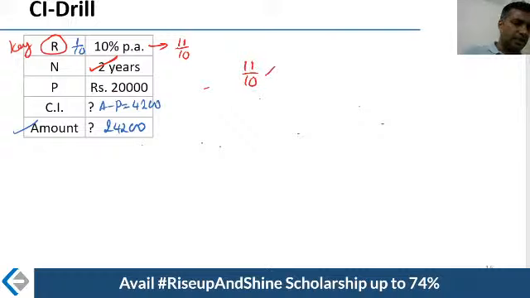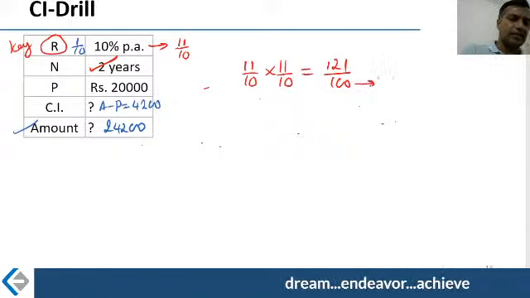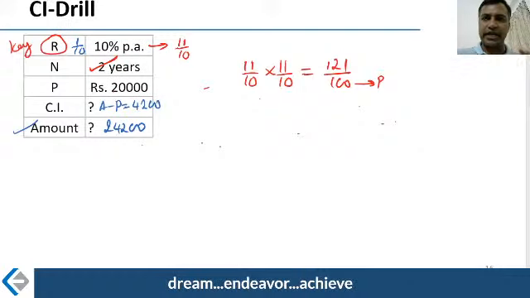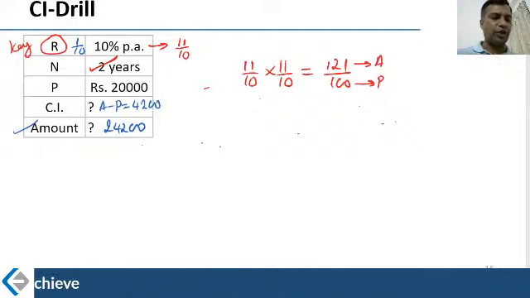11 by 10 into 11 by 10. Just put this in perspective. Now calculate. This becomes 121 by 100. Remember friends, if 100 is the principal, what is this fraction trying to tell me? Gold standard: if 100 is your principal, your amount is going to be 121.